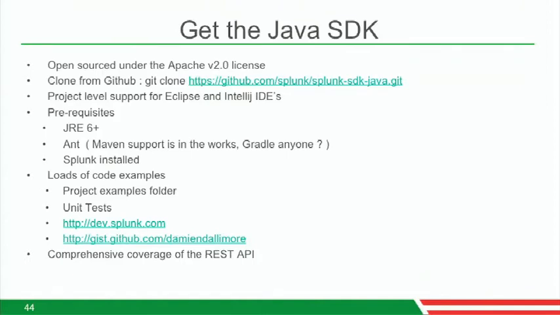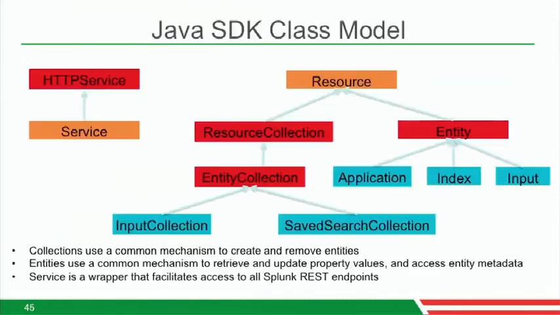And again, the Java SDK has complete and comprehensive coverage of the REST API. The class model in the Java SDK is actually very, very simple. We want it to be that way, and we want it to be intuitive for developers to use. We don't want to burden you with complexity. So the main thing you'll be dealing with in the Java SDK is this thing called the service class. It's kind of like a wrapper class that's going to facilitate all your access to the various Splunk endpoints.